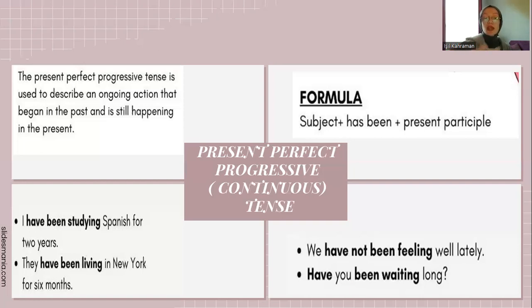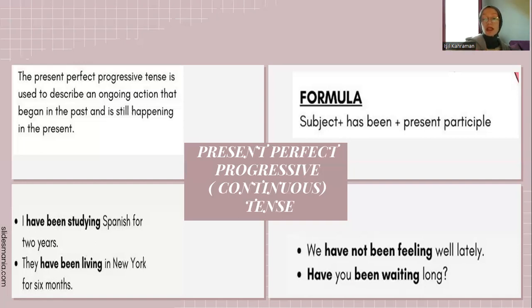Let's look at some examples. I have been studying Spanish for 2 years. Maybe I began studying Spanish 2 years ago, and I'm still studying. Maybe I will study it for 2 more months or maybe 2 more years. And they have been living in New York for 6 months. They are living there now, and maybe they will live there 6 or 7 more months.